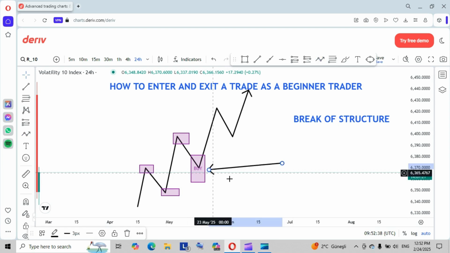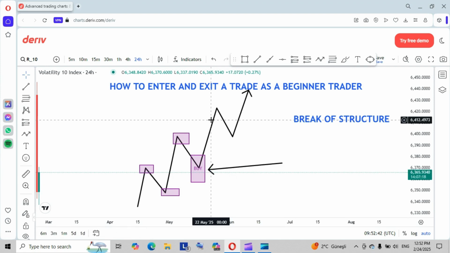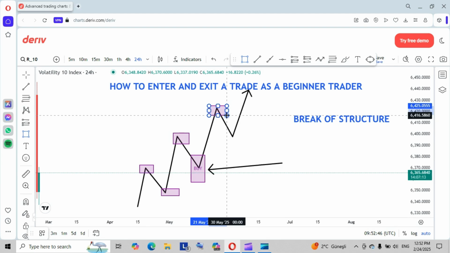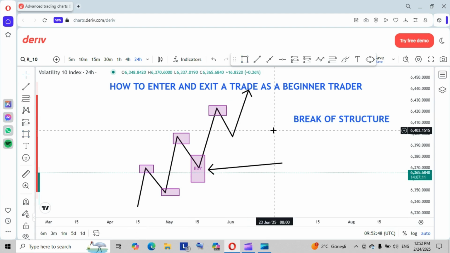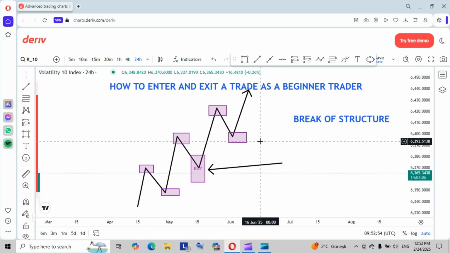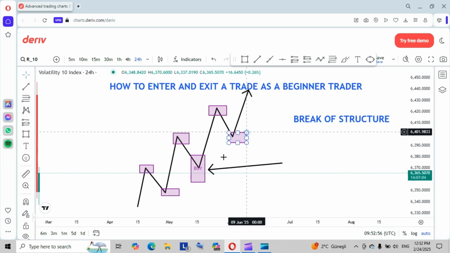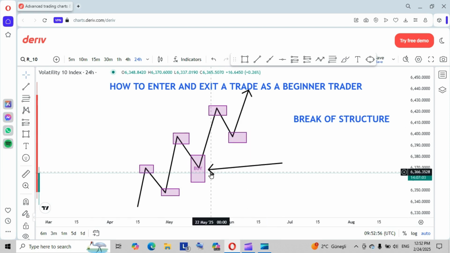The buyers are going to push the market up. We have a new high again. Yes, we are going to get a pullback, but when the pullback happens, the market is going to pull back and make another higher low, but it fails to reach our entry point. It means we are still going to be in profit.